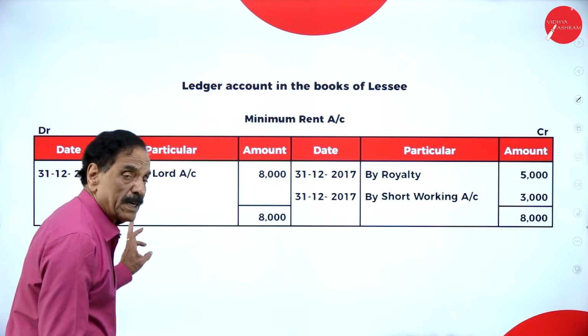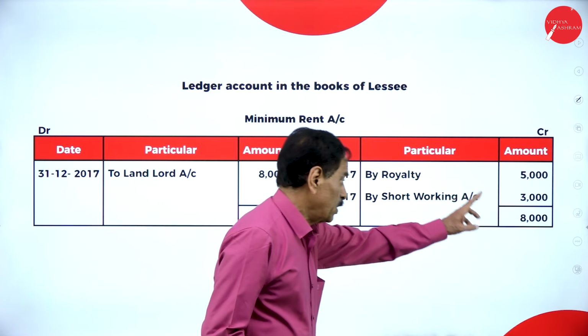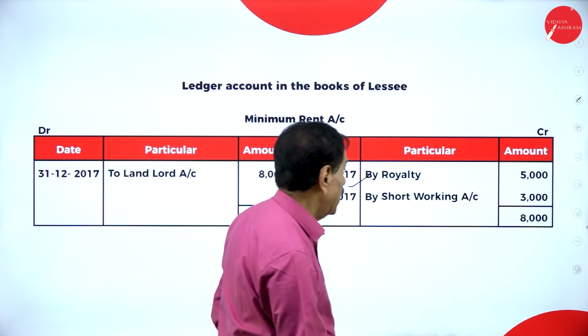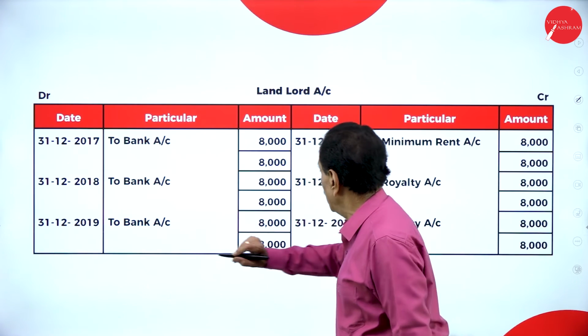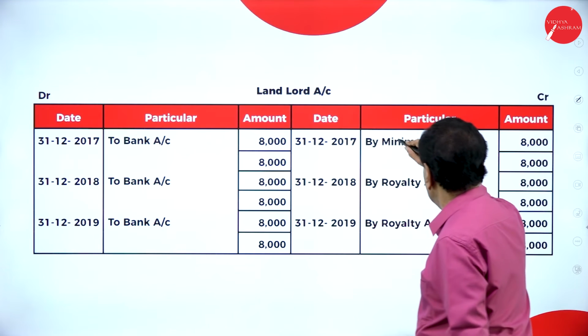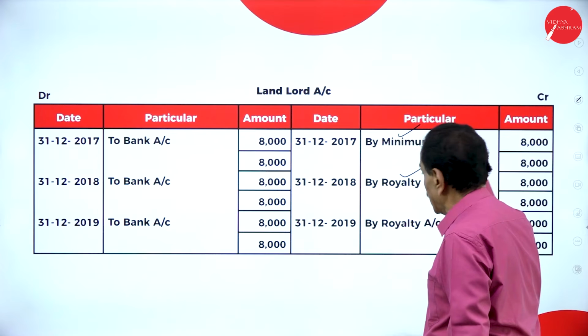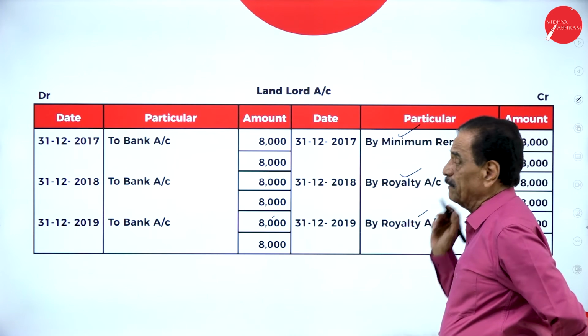Minimum rent account debit to landlord account. Royalty account debit, short working account debit to minimum rent. Only in 1 year minimum rent is more. Then landlord, we are paying the landlord by bank. What are you paying? Minimum rent. Second year paying 8,000. What you are paying is royalty. Third year you are paying 8,000. What you are paying is the royalty.